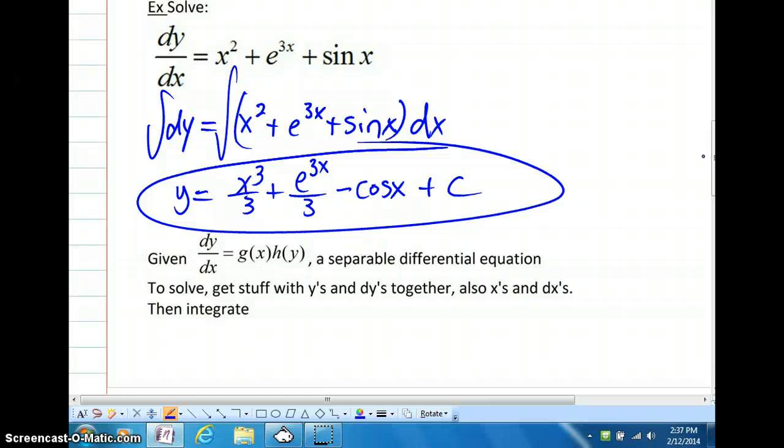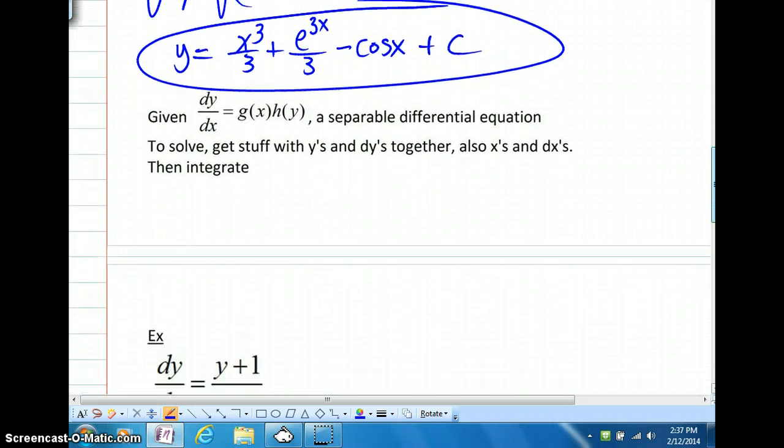Well, very often our separable differential equations will have a product of a function of x and a function of y. This is definitely not the proper math vocabulary to get stuff with y's and dy's together, but you get the idea. We're going to move every term with a y in it over with the dy, keep all the x's with the dx, and then we integrate and we do the problem much the same way we just did.